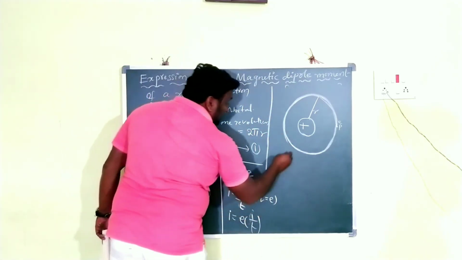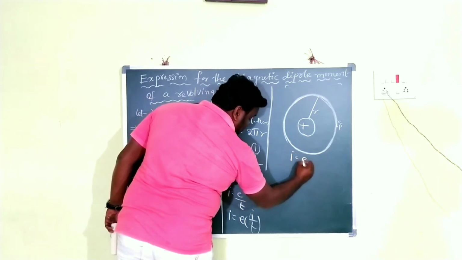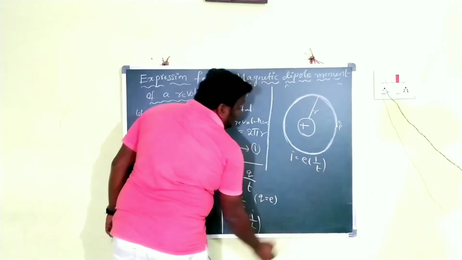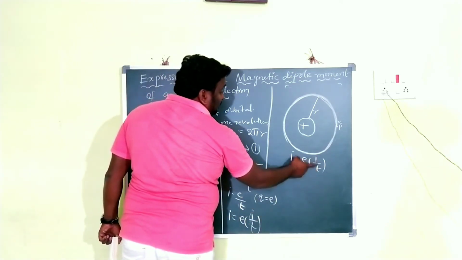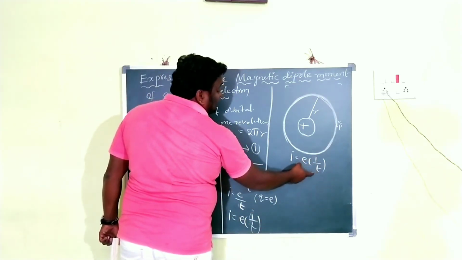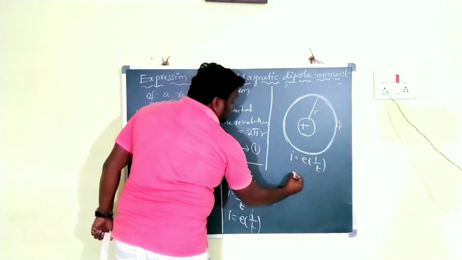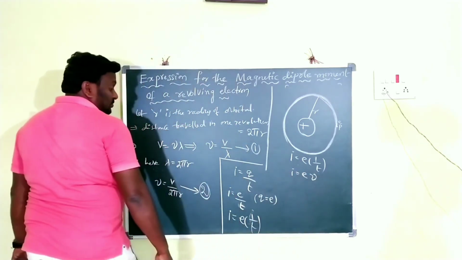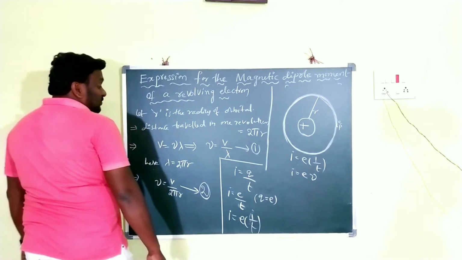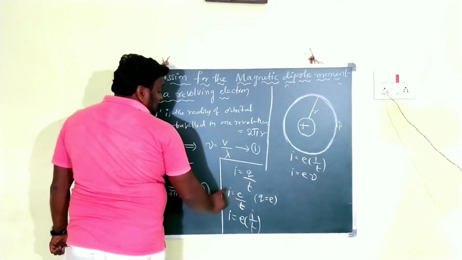Then what is, children? I is equals to E into 1 by t. T is nothing but time period. So 1 by t means what? 1 by t means nothing but reciprocal of time period, what we call frequency. That's why here I is equals to E into nu. Clear, children? Don't confuse. I is equals to q by t.